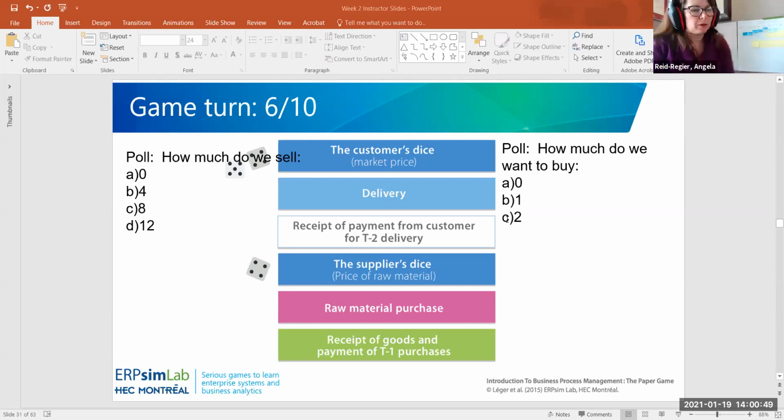So we are going to start where we have before. We're going to roll the dice to see how much the customer is willing to pay. And it's an 8. Okay, the customer is willing to pay $8. And how much do we want to sell to them? 0, 4, 8, or 12? Okay. Let's put 12. We're going to deliver to our customer in round 6, 12 finished goods. And right away.